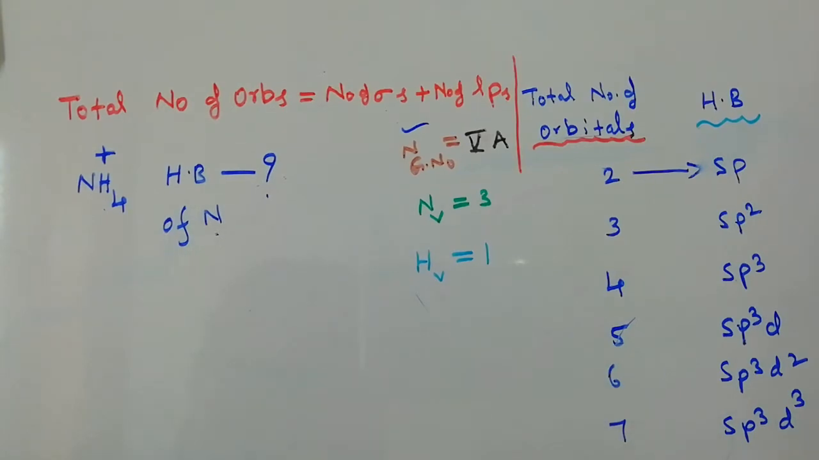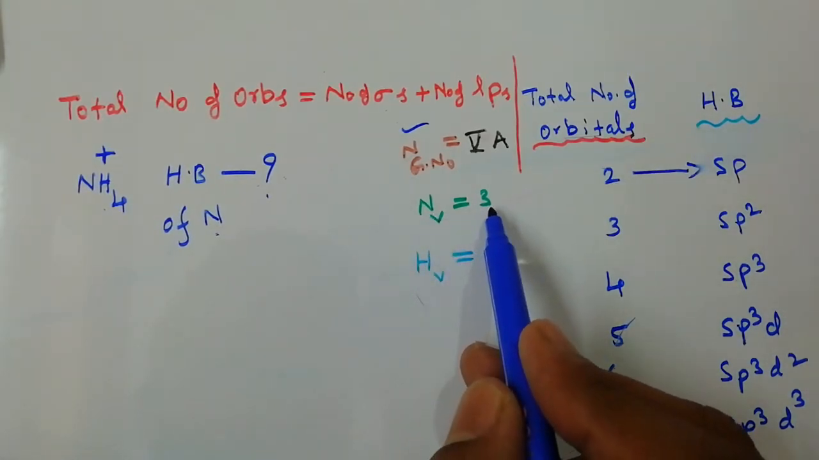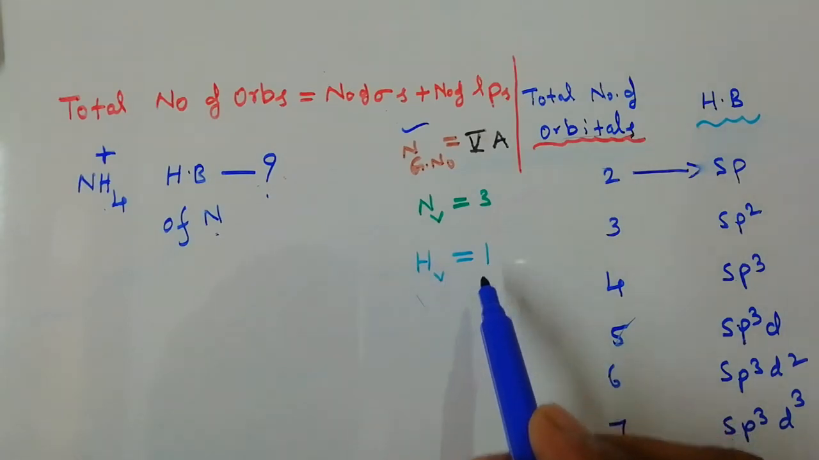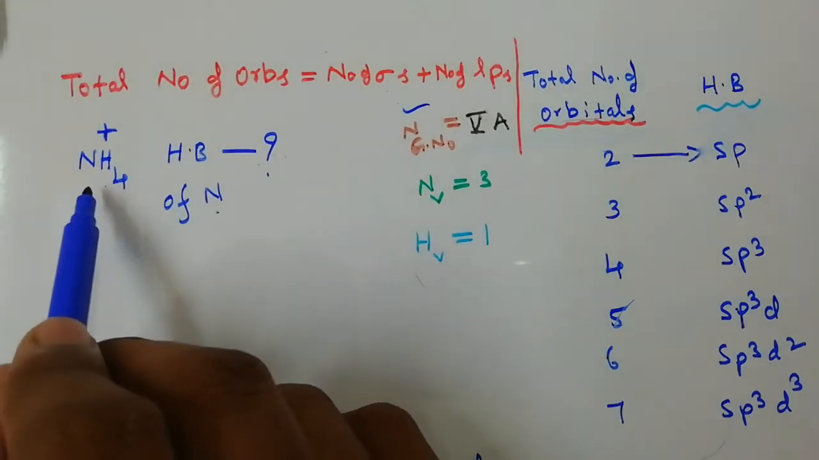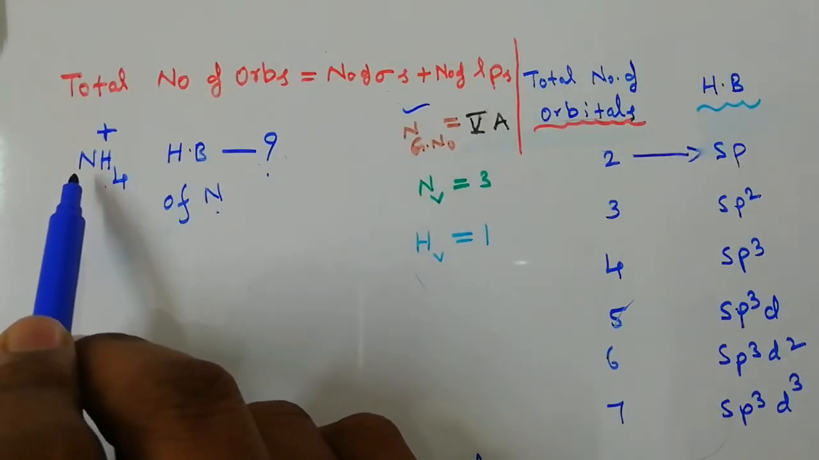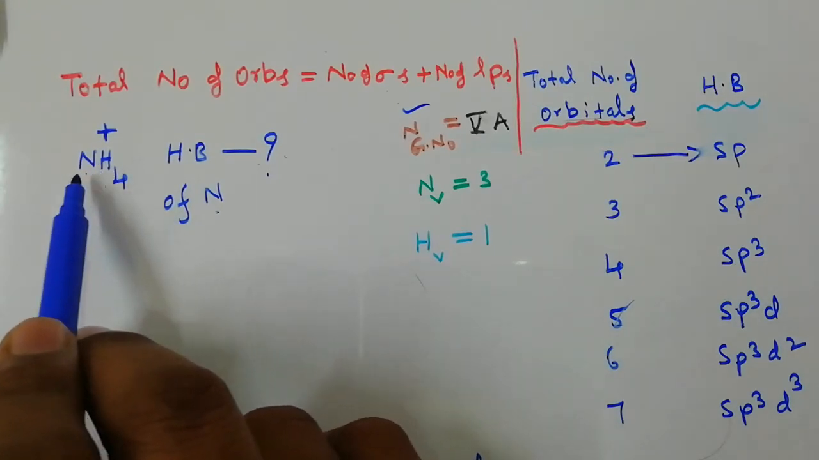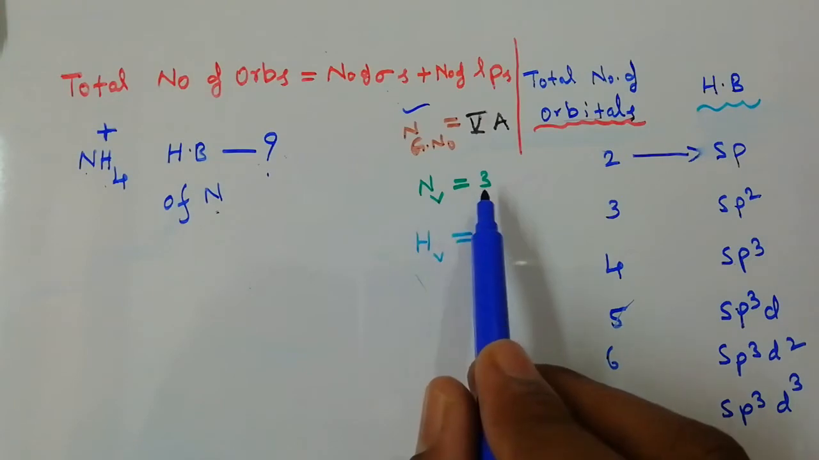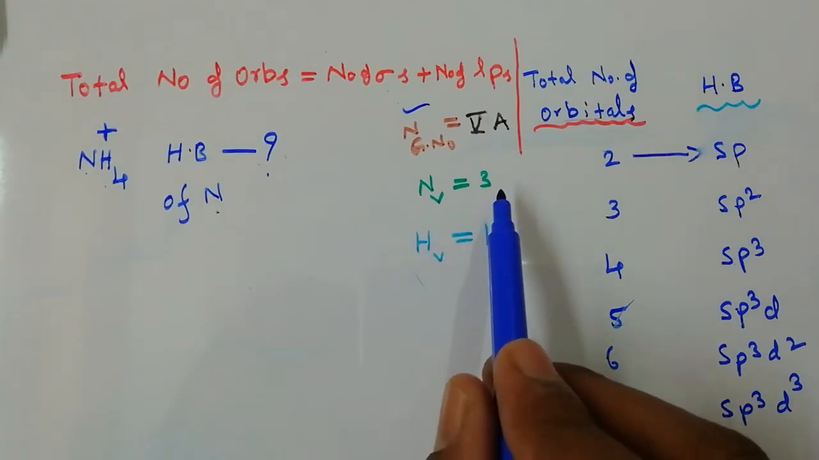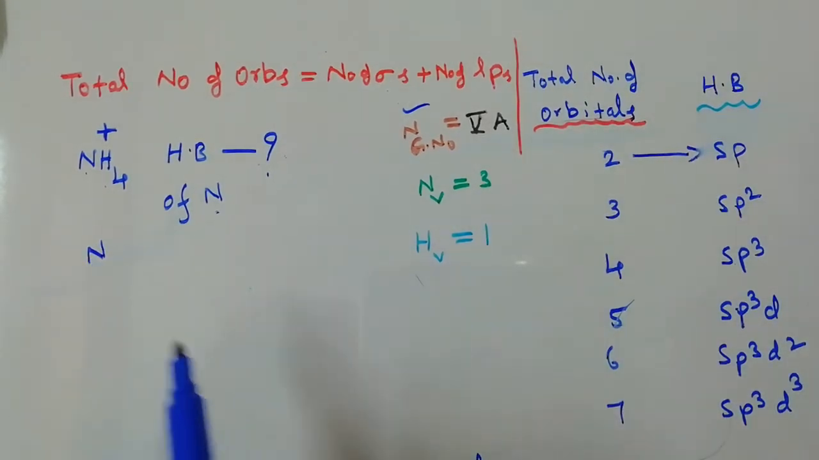To find out the NH4 plus hybridization, first we should know the valency of nitrogen, that is 3, and the valency of hydrogen, that is 1. Then we should know the central atom. In this molecule we have two types of atoms, nitrogen and hydrogen. Nitrogen valency is 3, hydrogen valency is 1. Whichever has more valency is the central atom. So first write the central atom.